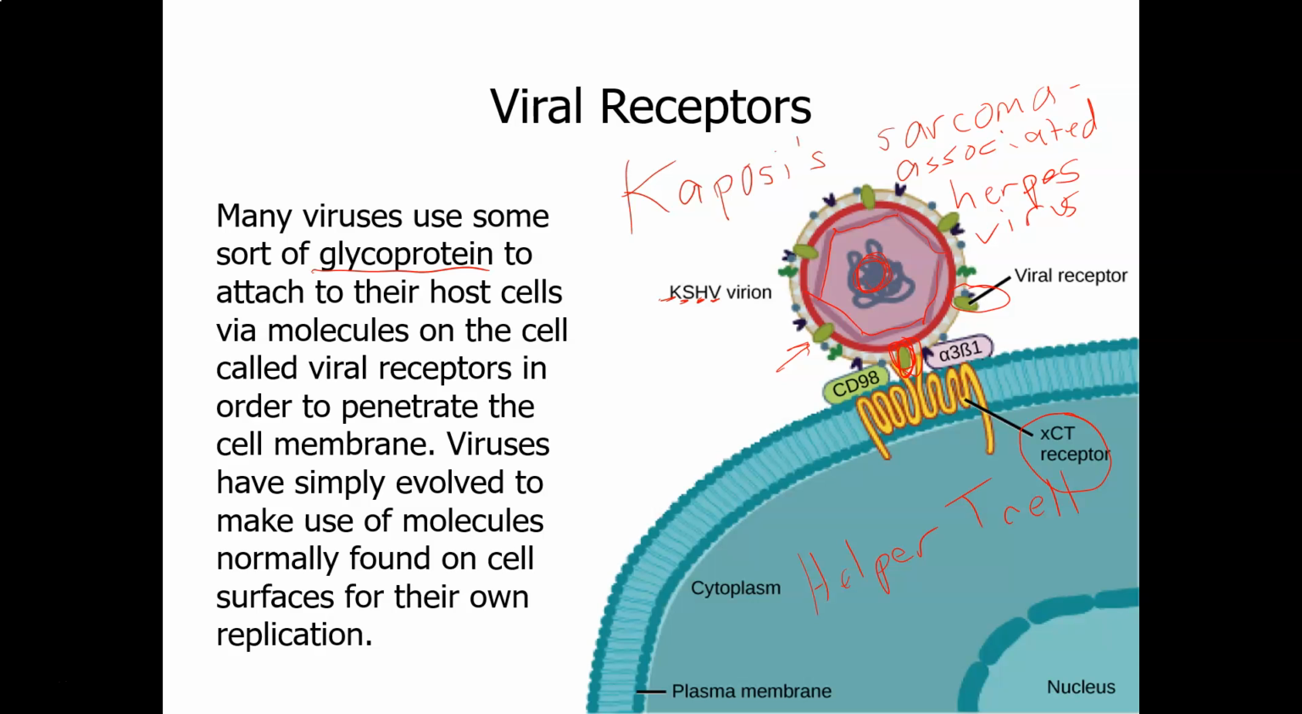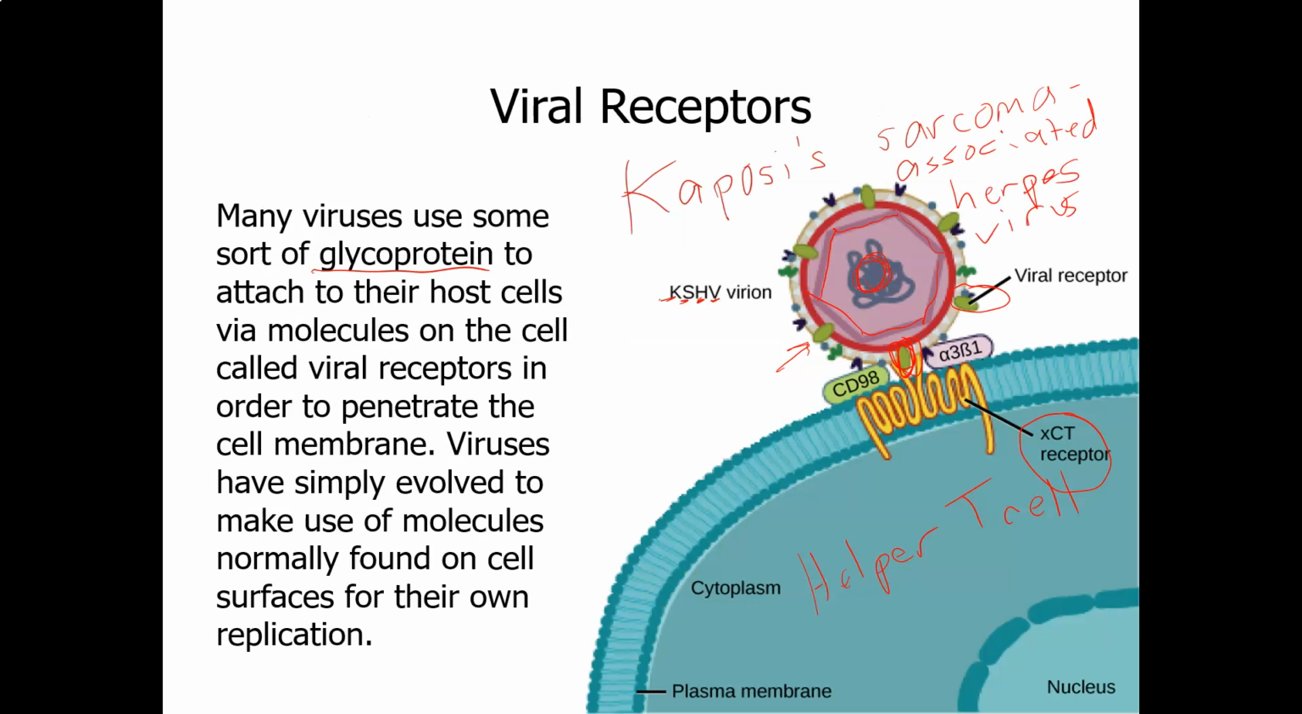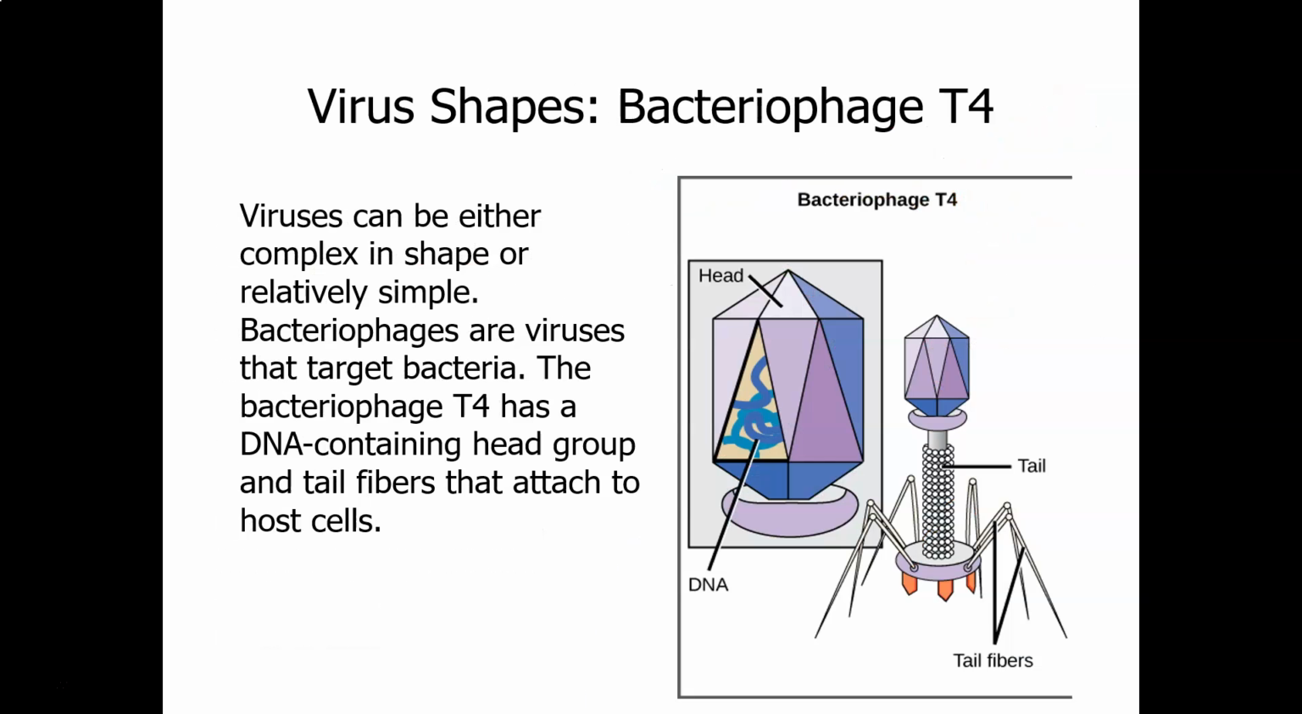They're sort of like making the attachment stronger. Okay, so this virus is shaped like a hexagon, but it does contain an envelope on the outside, so it's actually spherical in shape.